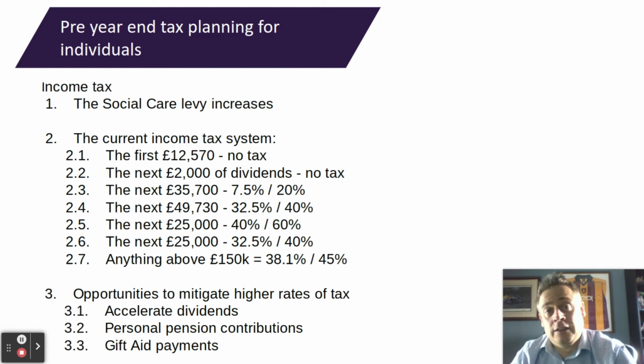Now, obviously with the social care levy, these rates for dividend taxes are going to increase. So the 7.5% rate will go up to 8.75%. The 32.5% rate will go up to 33.75%. You get the idea. I won't go through them all.